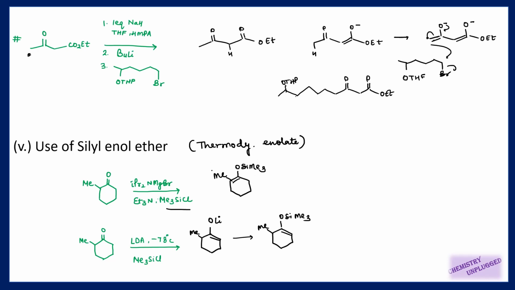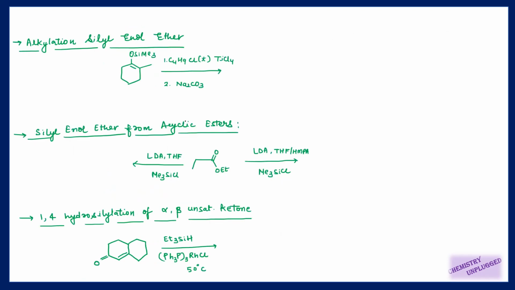So under two conditions we have 2 different silyl enol ethers using the same reactant, because we are using 2 different reagents. In this case we are using trimethyl silyl chloride, so I will get the thermodynamic enolate only. But if I am using LDA first, then it will give me the kinetic enolate, and then I can convert it into silyl enol ether. So in this case this will be your major product, and in this case this is your major product.